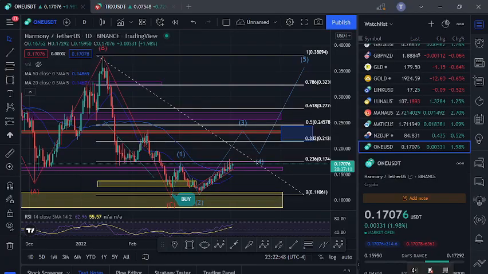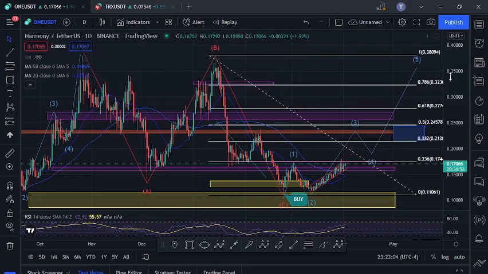Welcome back to Teshkid Effects for another Harmony One price update. The current price for Harmony One stands at the $0.17 mark, and according to TradingView the market is up by 1.96%. What I have on the screen is the daily chart.